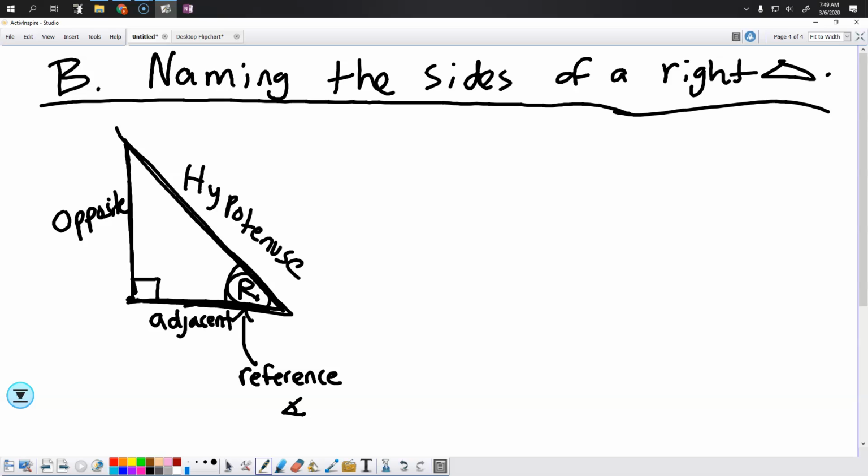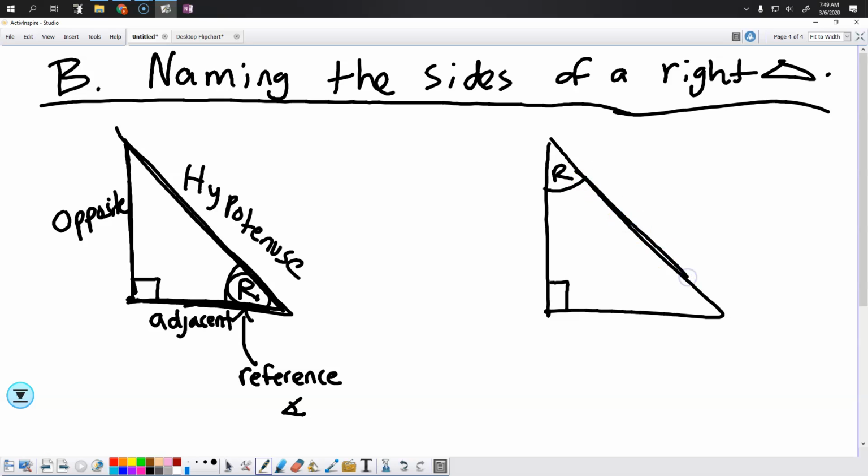So now I'm going to draw the same triangle again, but this time I'm going to change my reference angle. Instead of putting it down here, I'm going to put it up here. So now that's my reference angle. So if I do that, what am I going to call this side? That's still the hypotenuse. That does not change. But now which side is the opposite side? The bottom side is the opposite side. And now this one is the adjacent.